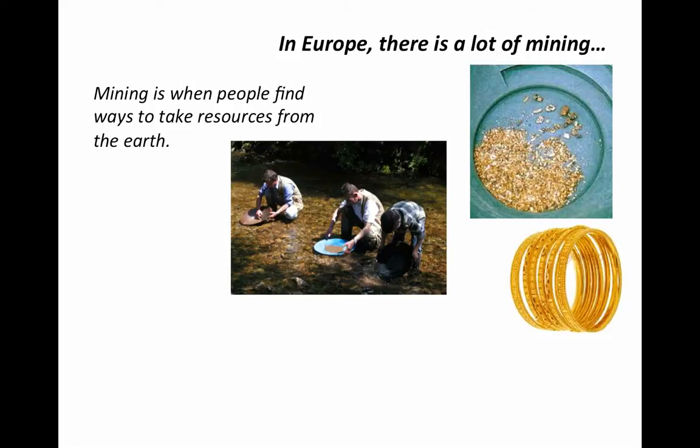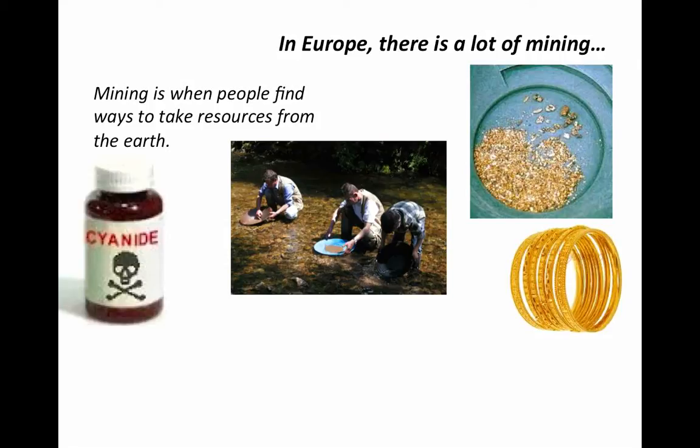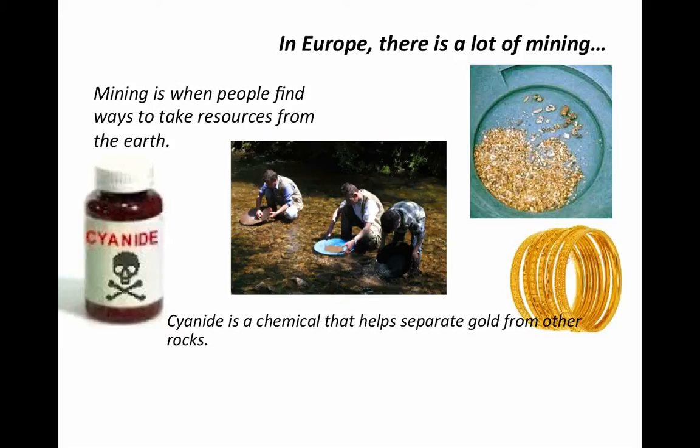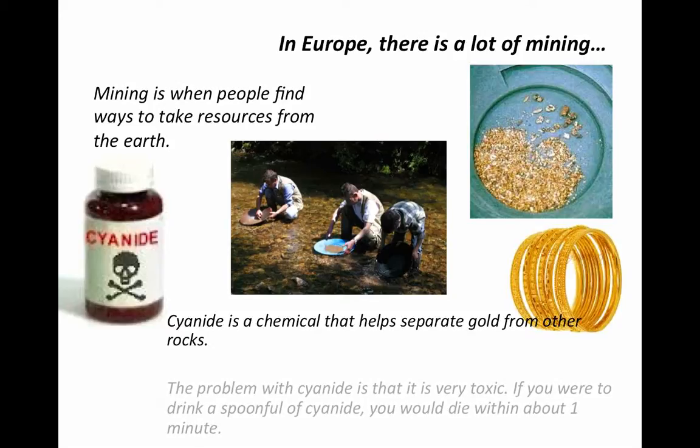One way of finding the gold is to use a chemical called cyanide. Cyanide is a chemical that helps separate gold from other rocks. This makes it easier for the miners to find the gold. The problem with using cyanide is that it's very toxic. It's very, very harmful to people and to ecosystems. If you were to drink a spoonful of cyanide, you would die within about a minute. It's that toxic. So this is a chemical that people were using in the river system.